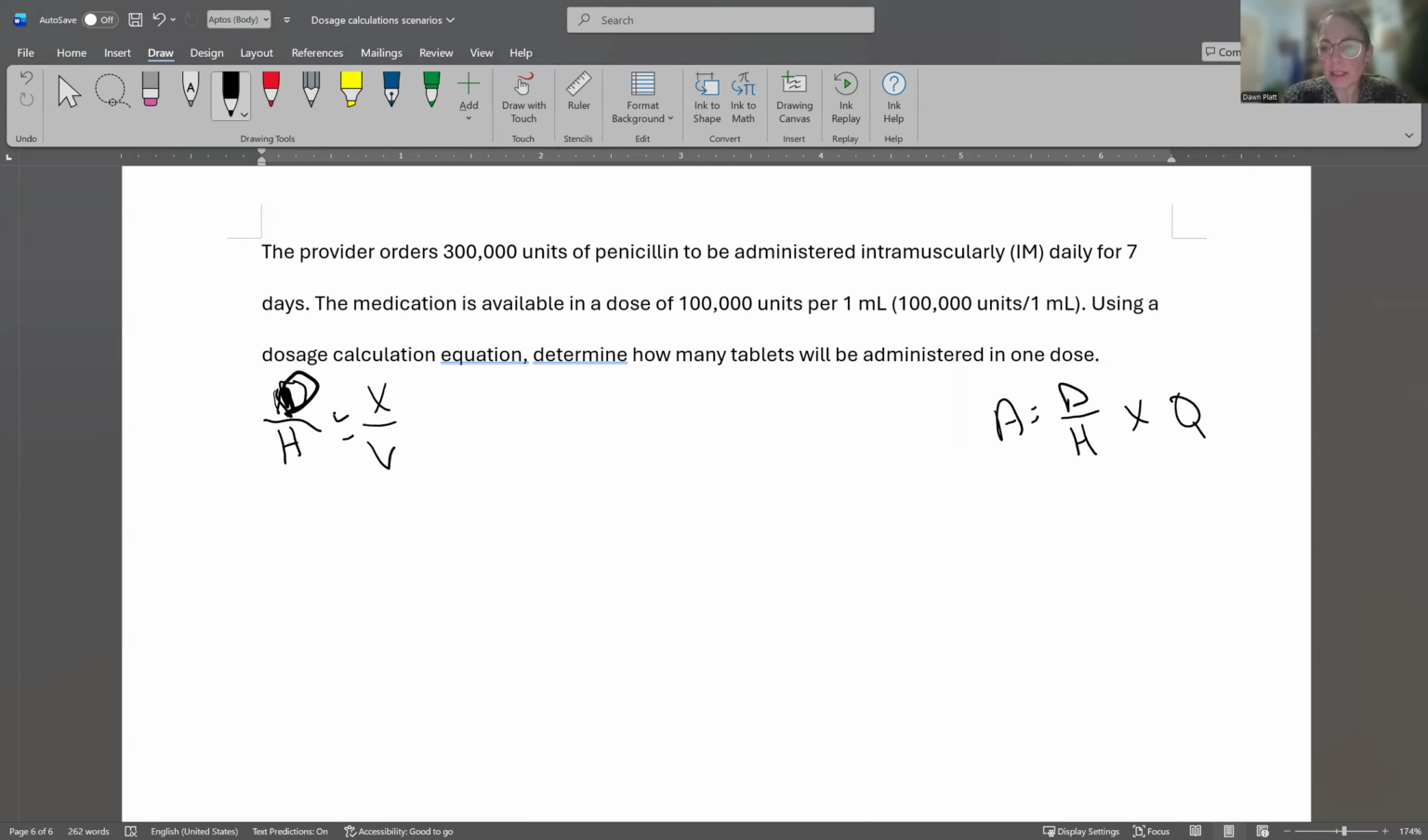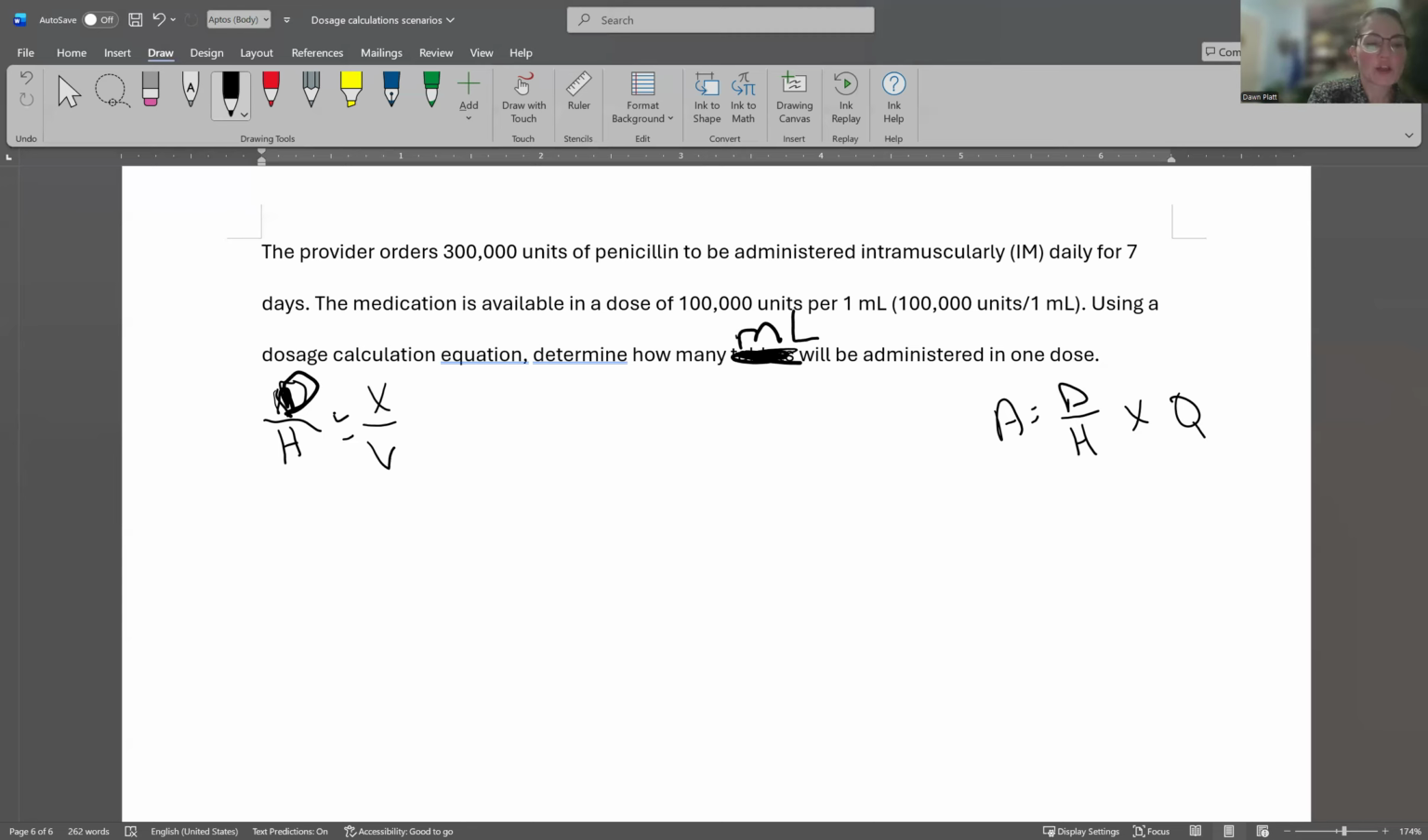300,000 units, not milligrams, units of penicillin to be administered intramuscularly, IM, daily for 7 days. The medication is available in a dose of 100,000 units per 1 milliliter. Use dosage calculations. Let's figure out, oh, whoops, not tablets. We're not doing tablets. How many milliliters we are going to administer. My apologies on that. All right, so we'll go back to the scenario.